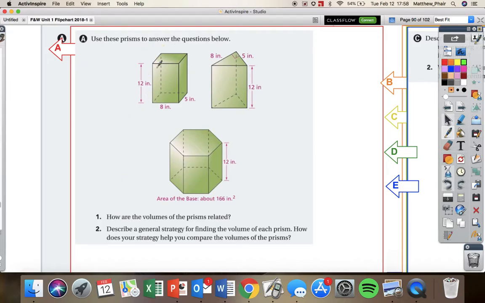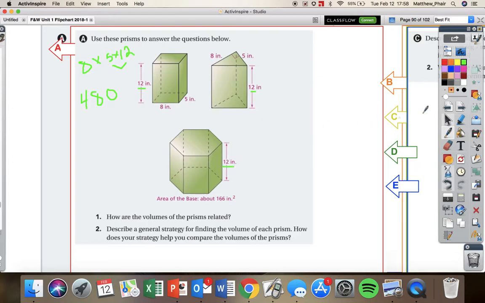So if I think about the volume of here, I know the volume is length times width times height. So we go 8 times 5 times 12. I'm going to choose to do this one first. So 5 times 12 is 60. 60 times 8 is 480. Notice on my prisms, I have all the same heights.